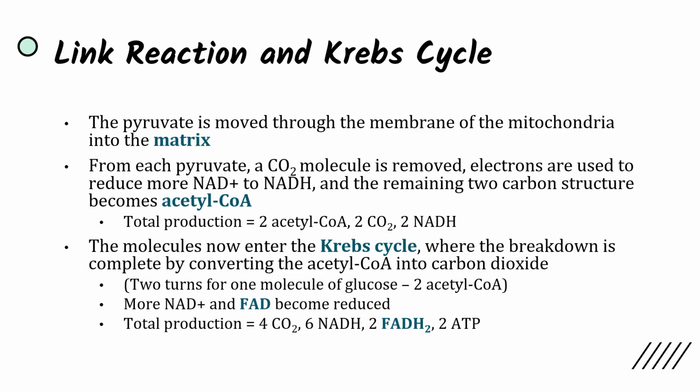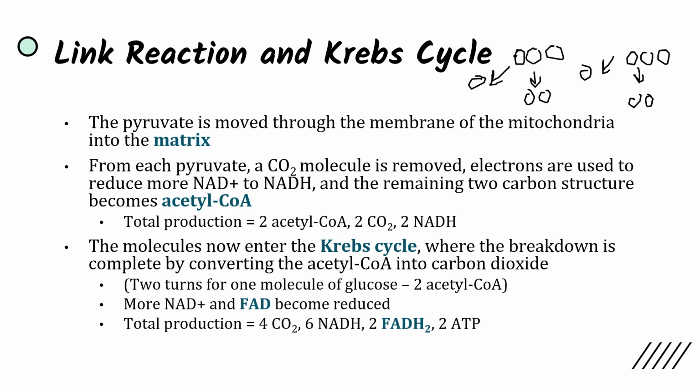So pyruvate is moved through the membrane of the mitochondria into the matrix, which, if you remember, is the interior space of the mitochondria, just like the stroma is the interior space of the chloroplast. And from each pyruvate, a carbon dioxide molecule is removed, and electrons are used to create more NADH. And lastly, the remaining 2-carbon structure becomes acetyl coenzyme A. Because of course, each pyruvate has 3 carbons and becomes an acetyl coenzyme A with 2 carbons once 1 carbon dioxide molecule has been sent out of the cell.